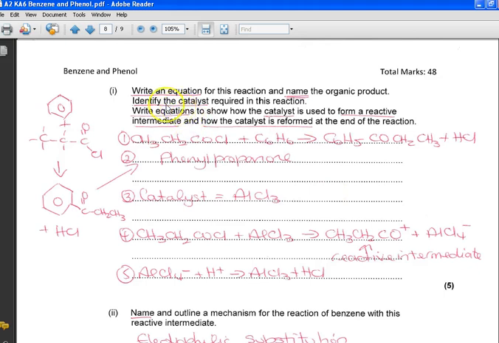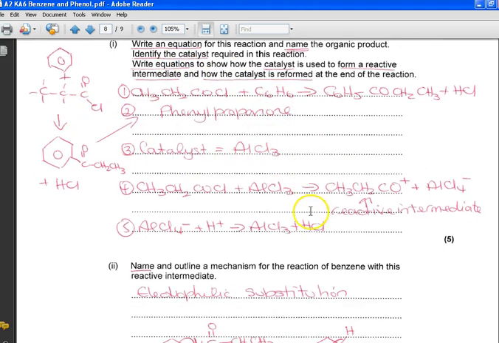The catalyst, identify the catalyst, it's AlCl3 because we need a halogen carrier. Then it says show how the catalyst is used to form a reactive intermediate. So this is your reactive intermediate, CH3CH2CO+. And then obviously that will go on and react with benzene because it's got a full positive charge. It needs a full positive charge.